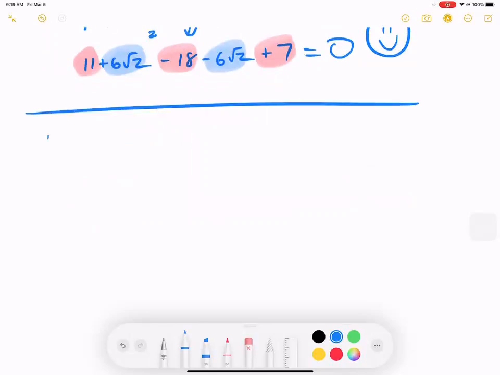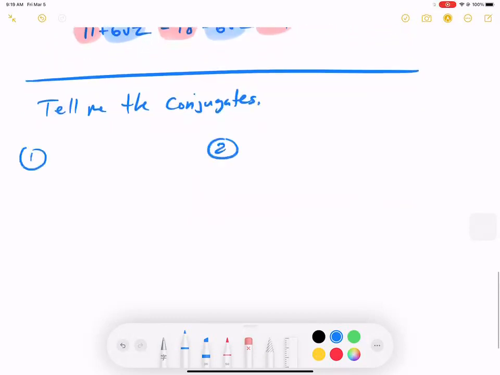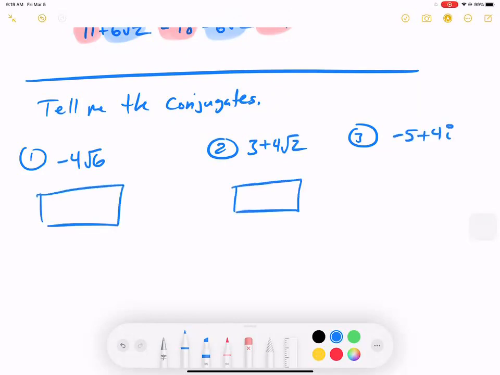So tell me the conjugates. Okay, tell me the conjugates. So 1, 2, 3. Okay, tell me what the conjugates are. I'll give you guys another 20 seconds.